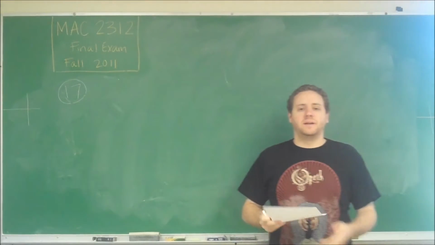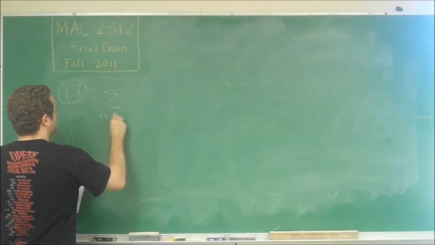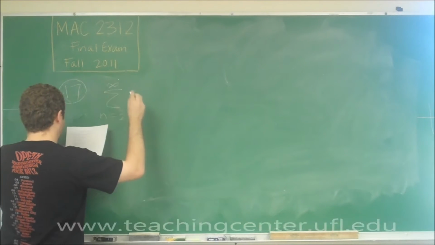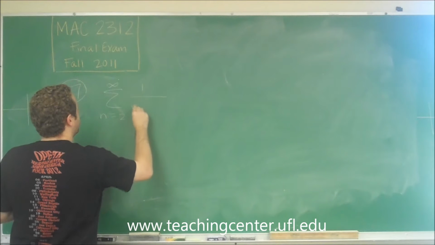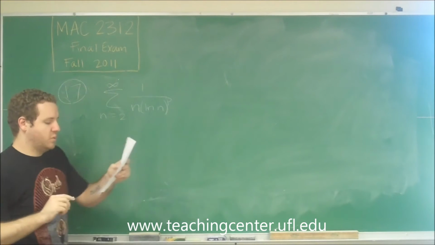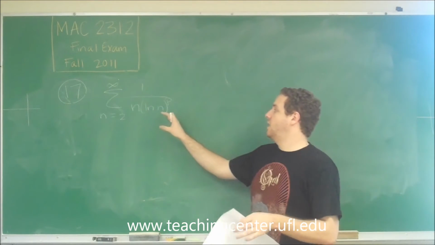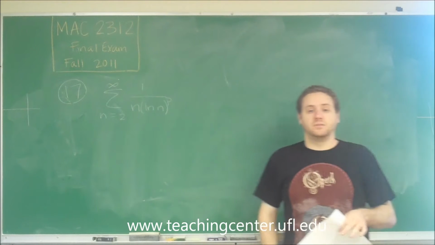Number 17, we're again testing a p-value here. So we have the series from n equals 2 to infinity of 1 over n times ln n to the p. And we want to know for which values of p does this converge. So this is a great form for using the integral test.